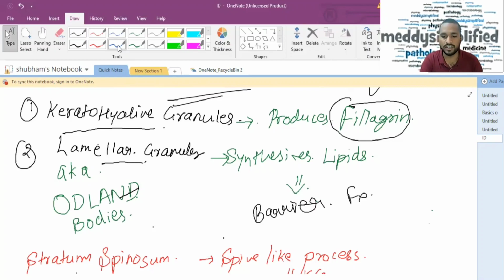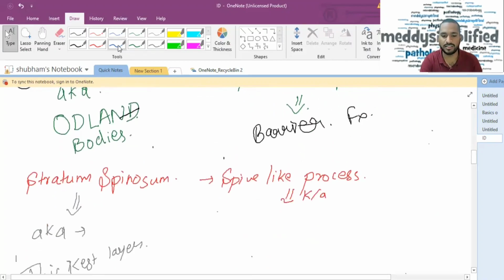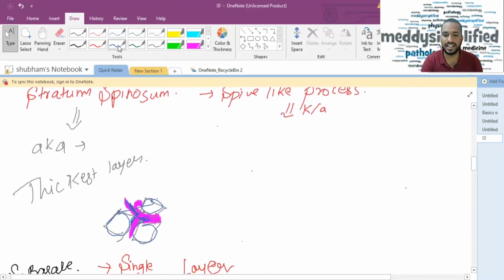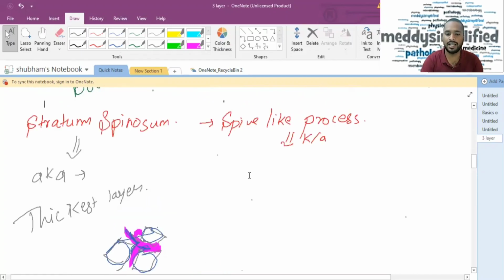Going further, we can talk about the stratum spinosum now. Stratum spinosum is the thickest layer, right? It consists of spine-like processes. The spine-like processes are very important to remember, and they are known as desmosomes.